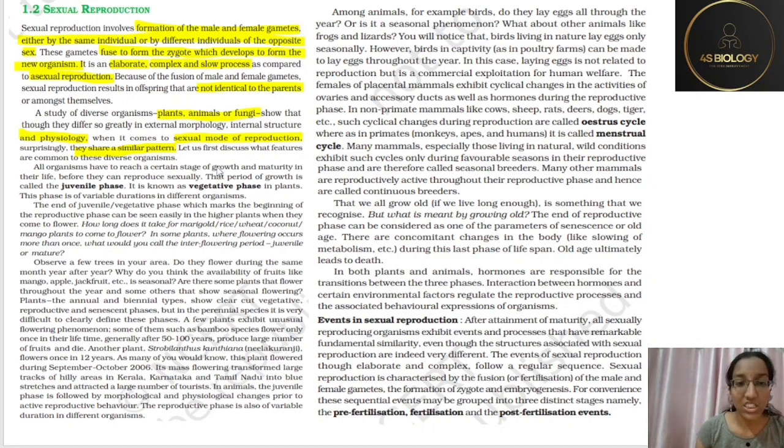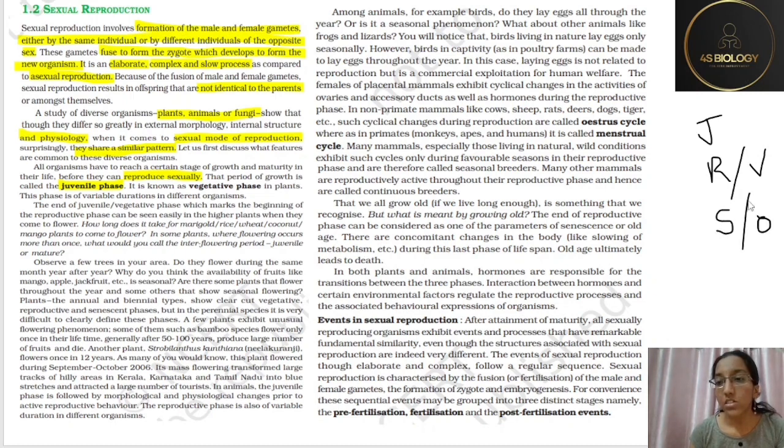All organisms have to reach a certain stage of growth and maturity in their life before they can reproduce sexually. This period is called the juvenile phase. So first, you have three phases: juvenile phase, reproductive phase, and then senescent or old age phase. The reproductive phase is also called the vegetative phase in plants. So what is juvenile? From birth till the time you become reproductively capable. Next one is the senescent phase, the last old age phase.